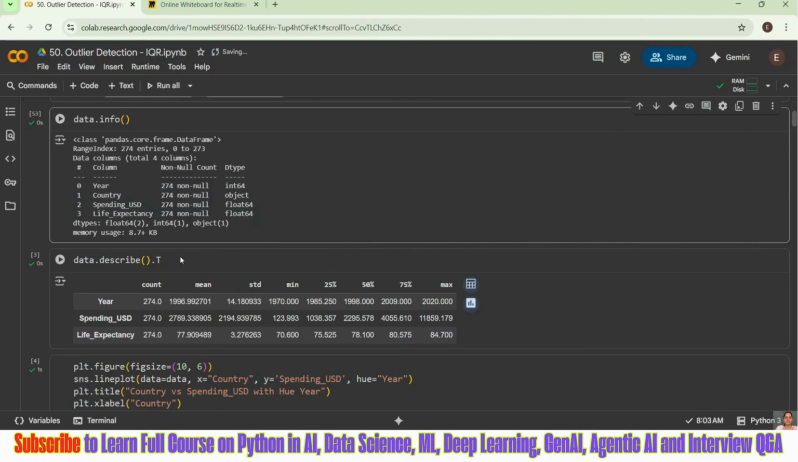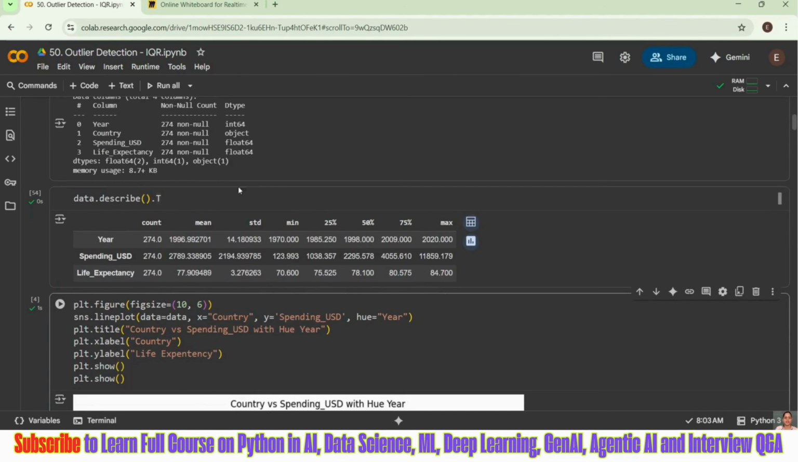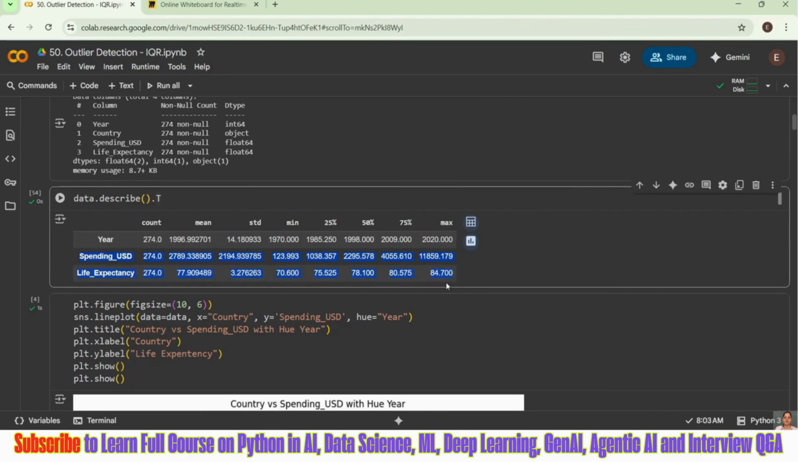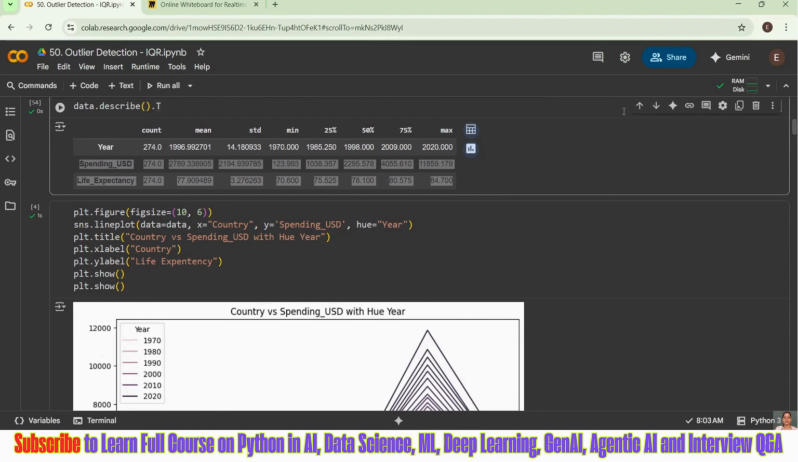The next step, I have taken my describe, and I am able to get my mean, standard deviation and everything for all my numerical columns, correct? Describe is not going to show for non-numerical columns. So I got all the numerical columns data here.